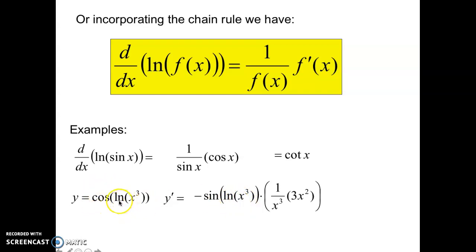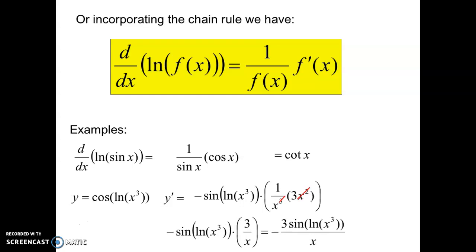Then we use the rule above to find the derivative of the natural log of x cubed, which also incorporates another chain rule. The derivative of the outside natural log would be 1 over the function, leaving the inside function untouched, times the derivative of the inside function, which is 3x squared. This is the derivative of natural log, also incorporating the chain rule.